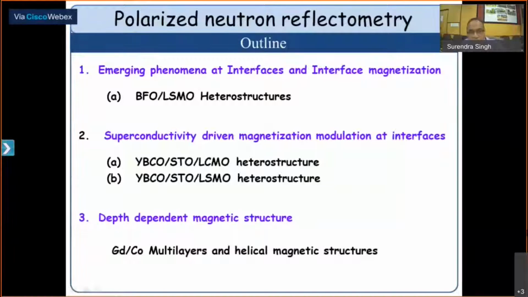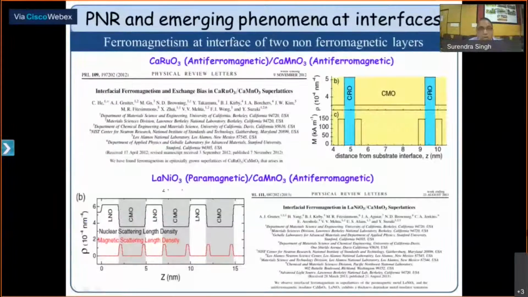Then I will take another example, where they come close to each other, and I have listed the information on the magnetic structure, the depth dependent magnetic structure. And recently we did this kind of study on the ZD cobalt multilayer, and I will explain that.